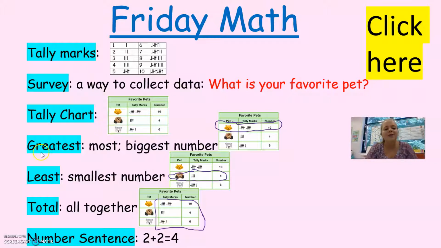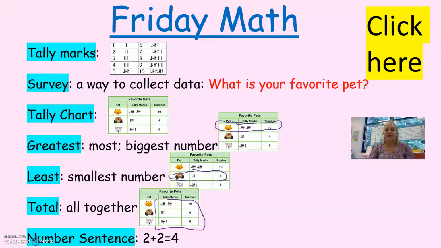Which pet got the greatest amount of votes? Tell me. That's right, a cat got the greatest amount of votes because 10 is the greatest number. It's the biggest number. Which pet got the least amount of votes? That's right, the dog got the least amount of votes because he only got 4 votes, and that's the smallest number on that chart.